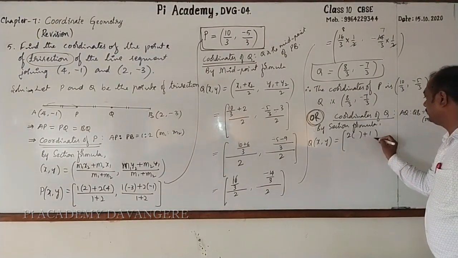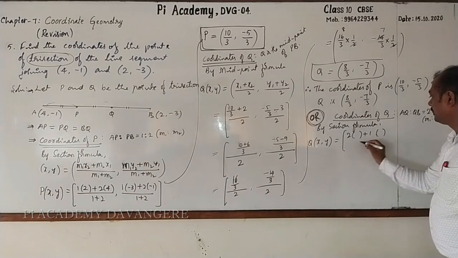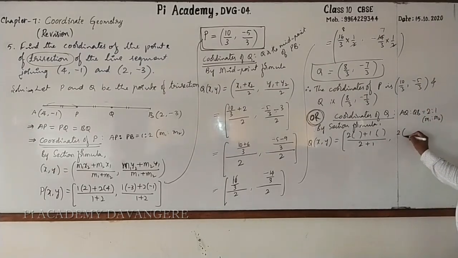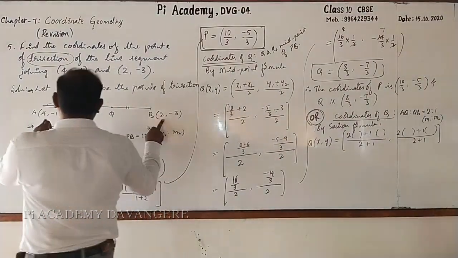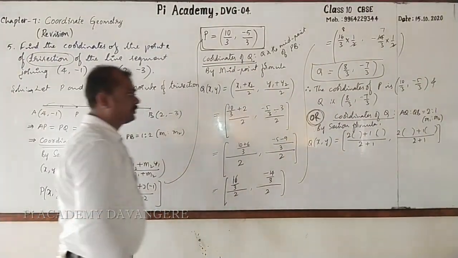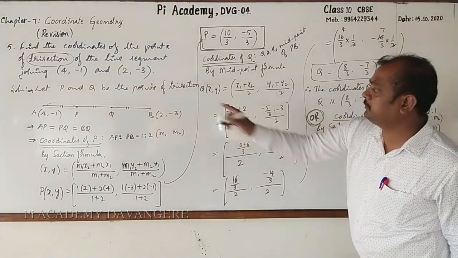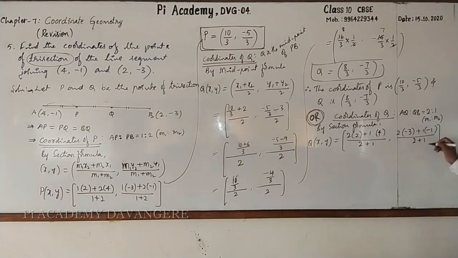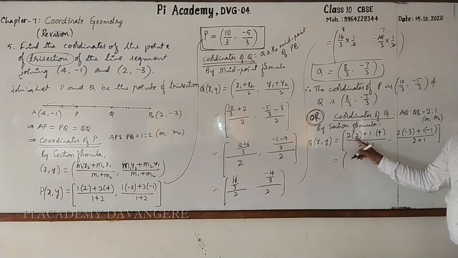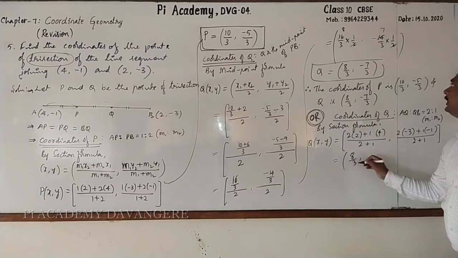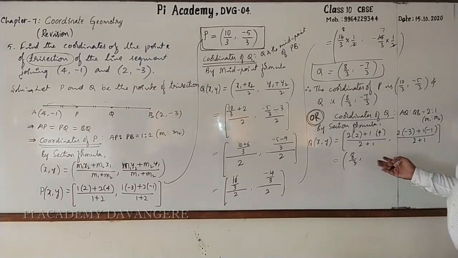2 into, plus 1 into, by 2 plus 1, again here 2 into, plus 1 into, by 2 plus 1. Now x2, x1, here 2 and 4; y2, y1, minus 3, minus 1. This is equal to 2 2s are 4, 4 1s are 4. So it is 4 plus 4, 8, 8 by 3. See that? Hope that this will be easier.